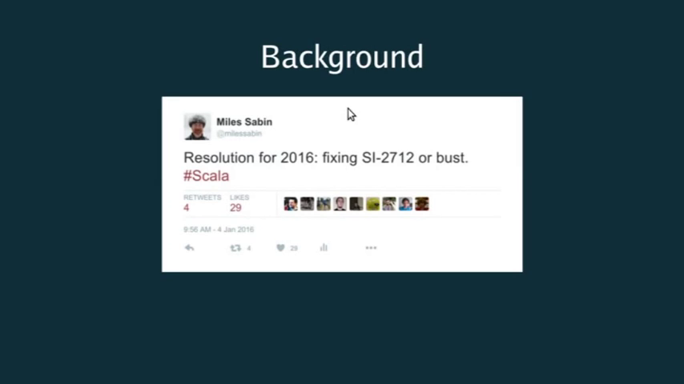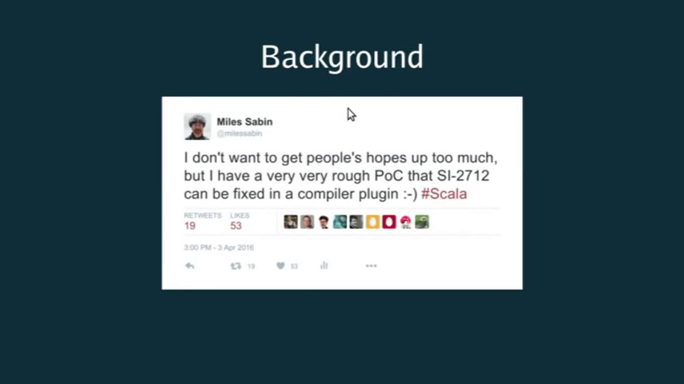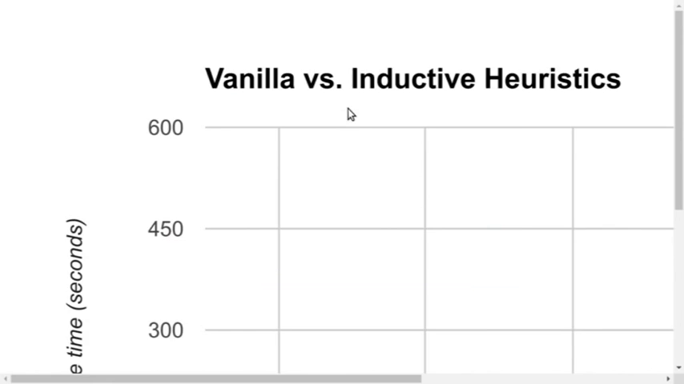I sat down to try and do something for flatMap, and it turned out that it was a hell of a lot easier than I was expecting it to be. In effect, I actually got to a very first cut proof of concept over a weekend. And bearing in mind that, well, what is SI 2712? Let's have a look if we can find it.